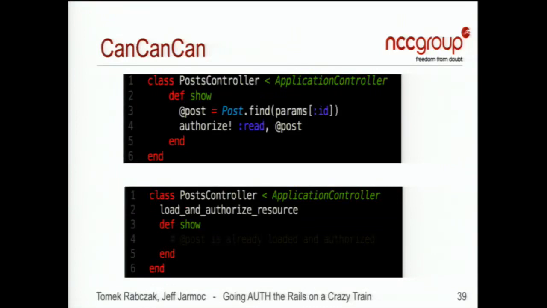CanCan is very similar. Based off of the abilities file, you can call authorize. It does the same thing where it looks for a current user object, takes that user and sees if they can, say, read a post, for example.